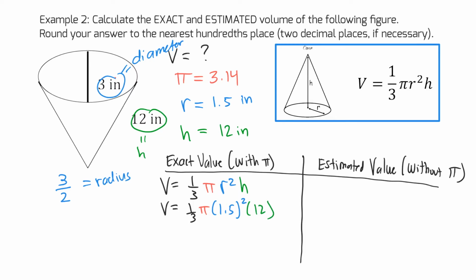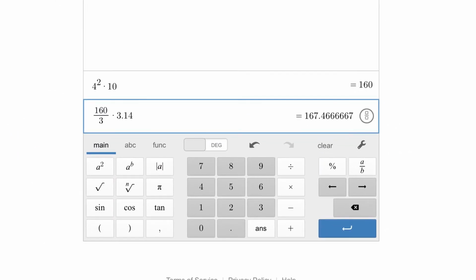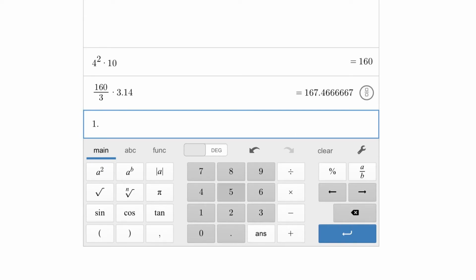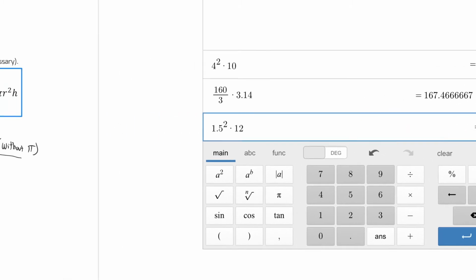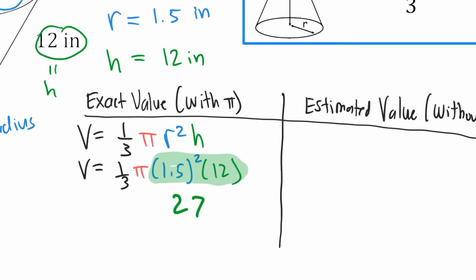Now, same thing as last time. I'm only going to substitute these values into the calculator and see what I get. So 1.5 squared times 12. And we get 27. So I'm going to take 27 and write it down. 27. Zoom in.